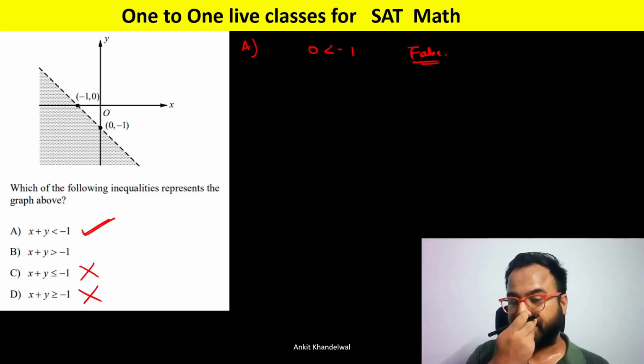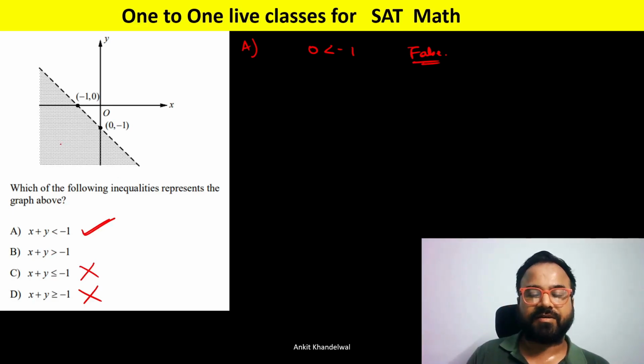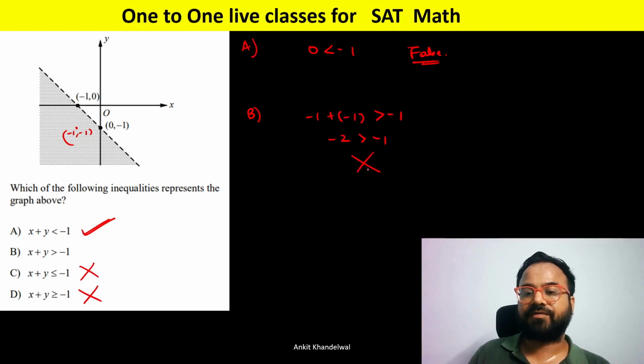If you look at option B, let's take any point from here. Suppose this is 0, minus 1, 1. Let's take the minus 2, 2. Or you can say 1 comma minus 1, this is the point over here. So in option B, it will not satisfy. If you put negative 1 comma negative 1, negative 1 plus negative 1 greater than negative 1. So negative 2 greater than negative 1, it is false. So it is not the solution. So B is not the answer. So only option A is the correct answer.